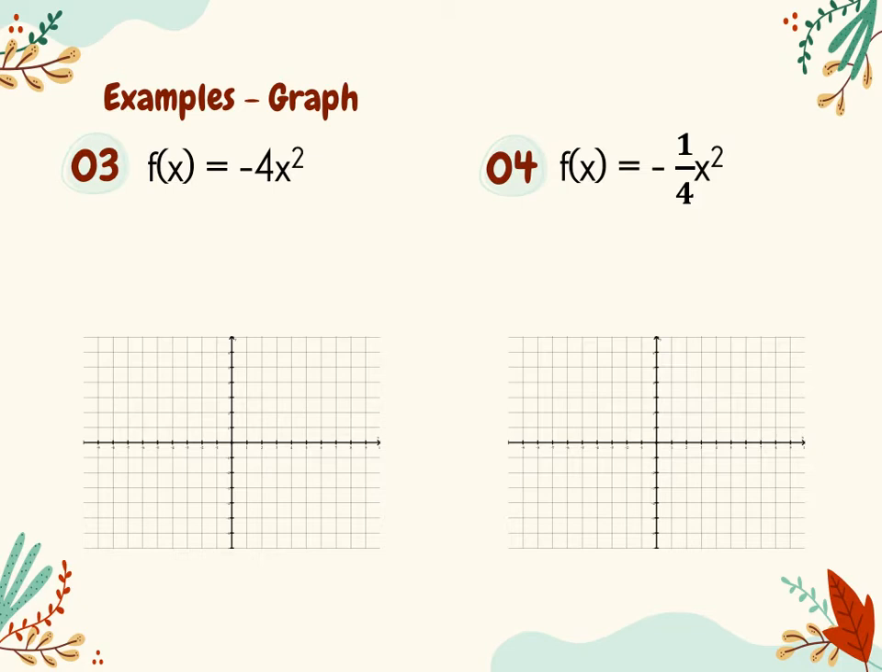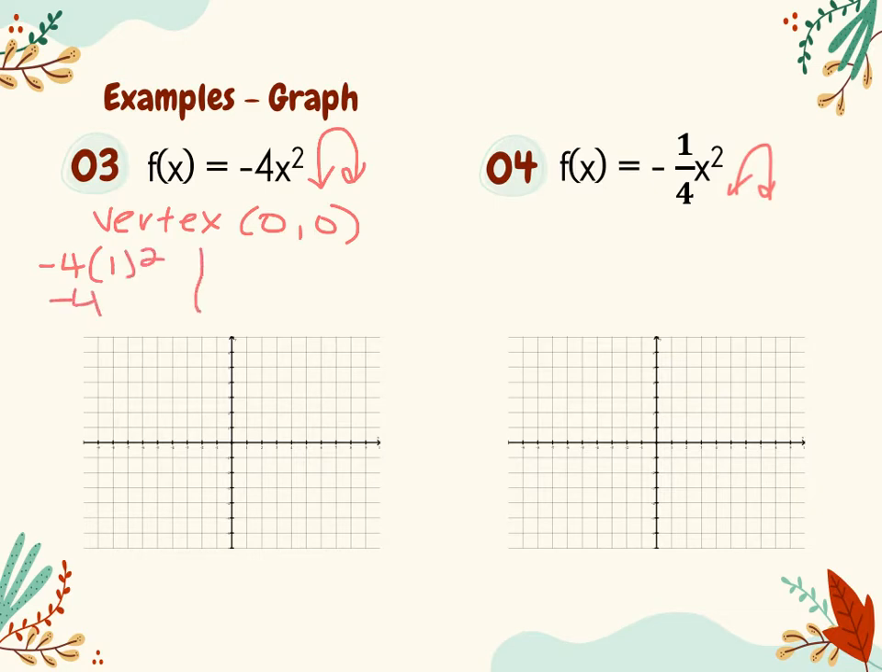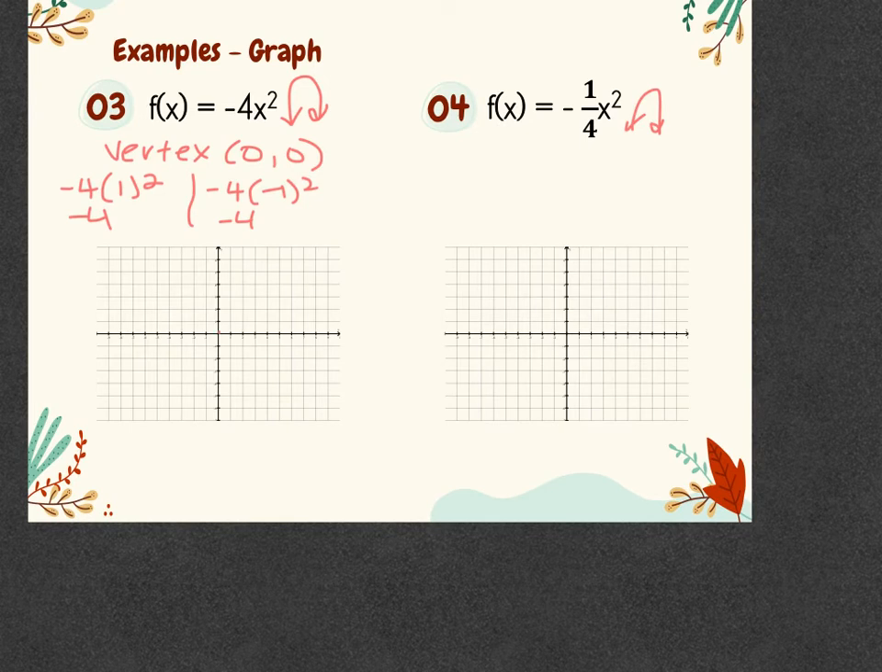So take all that stuff and use that to help you eliminate some of your work, right? So I know this is going to be upside down, and this is also going to be upside down. I know my vertex is going to be at 0, 0. My x-intercept's at 0, 0. My y-intercept's at 0, 0. So I still have to plug in points here. If I plug in positive 1, negative 4 times positive 1 squared would be negative 4. Plug in negative 1, negative 4 times negative 1 squared, and it would be negative 4. So I've got coordinate points at 0, 0, positive 1, negative 4, and negative 1, negative 4.